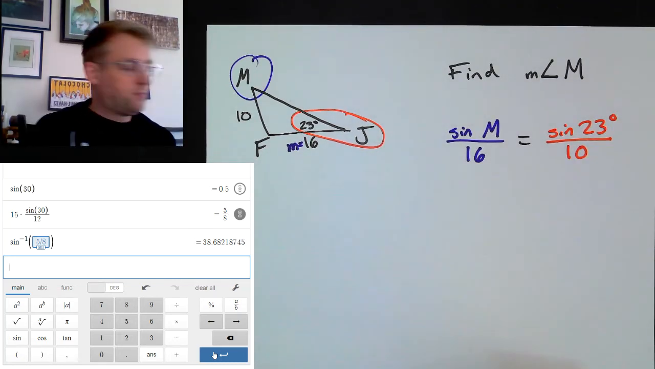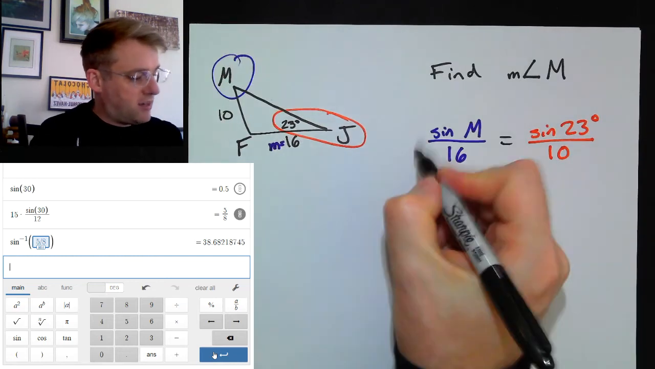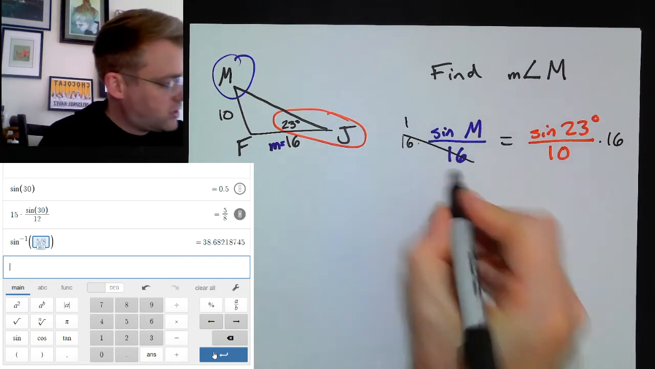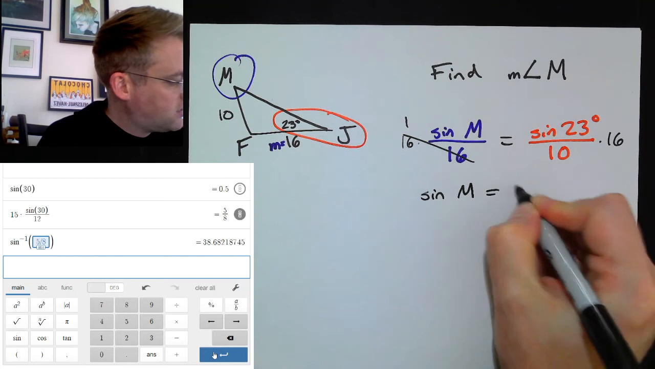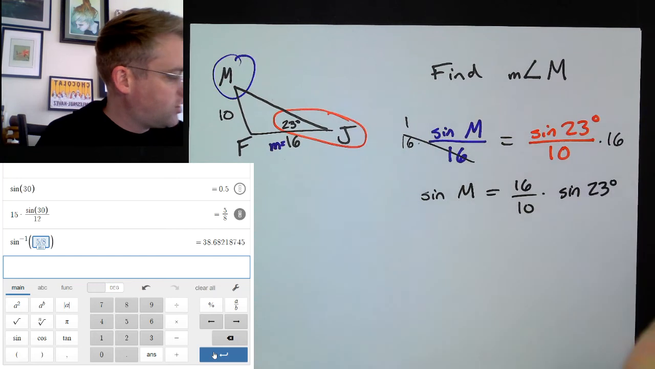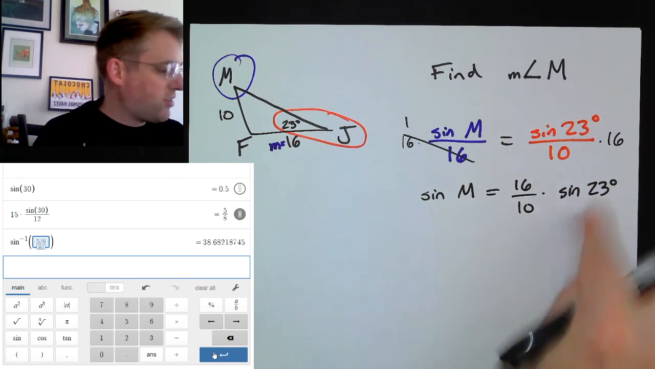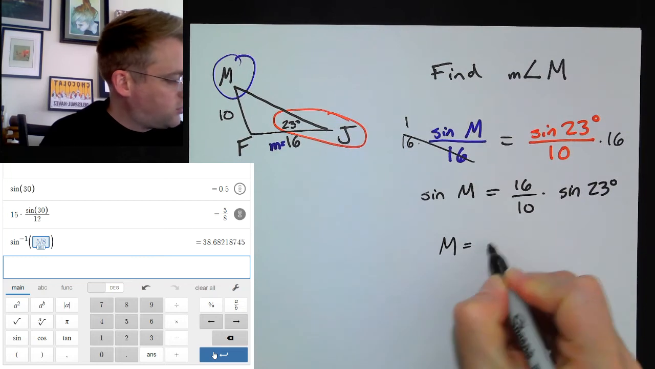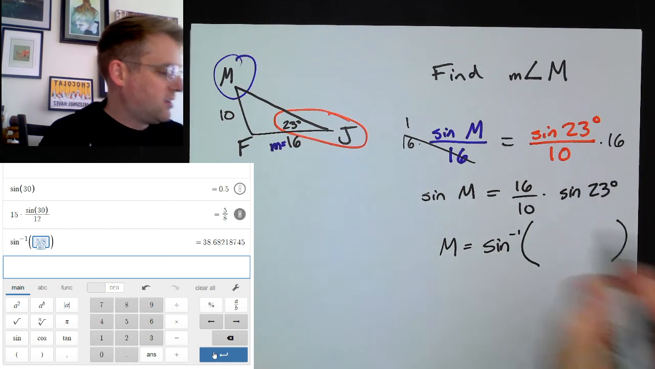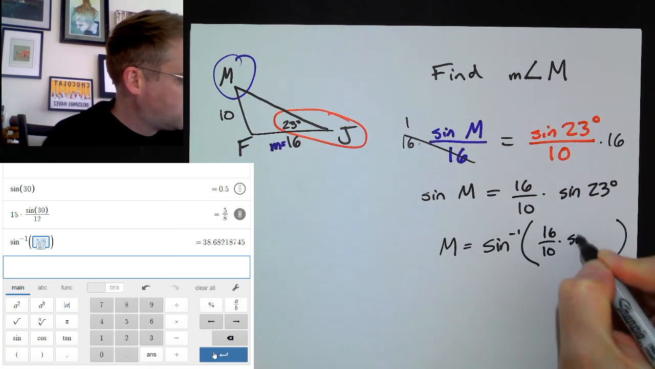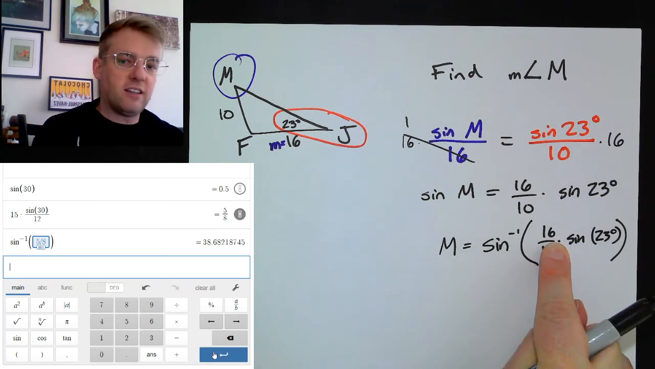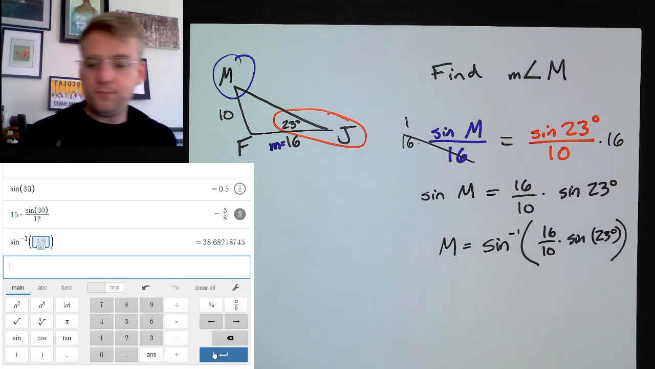So there's our proportion. Again, to solve this, we're going to multiply by the denominator of the fraction with the variable in it. 16 divided by 16 is 1. So the sine of M is 16 over 10 times the sine of 23 degrees. And whatever that comes out to be, I know M is going to be the sine inverse of all of that stuff, 16/10 sine of 23 degrees. Probably easier to do this on the calculator and think about it as just a decimal number in there.